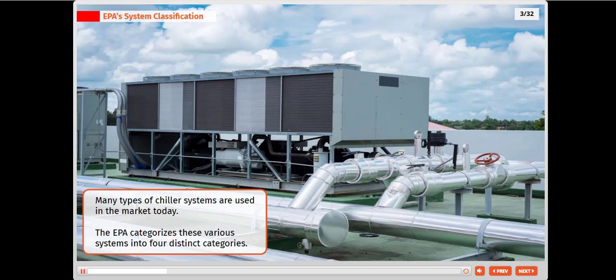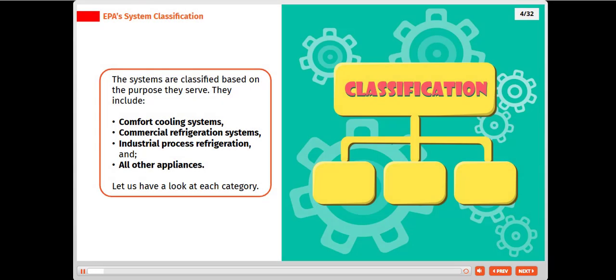Many types of chiller systems are used in the market today. The EPA categorizes these various systems into 4 distinct categories. The systems are classified based on the purpose they serve. They include comfort cooling systems, commercial refrigeration systems, industrial process refrigeration, and all other appliances. Let us have a look at each category.